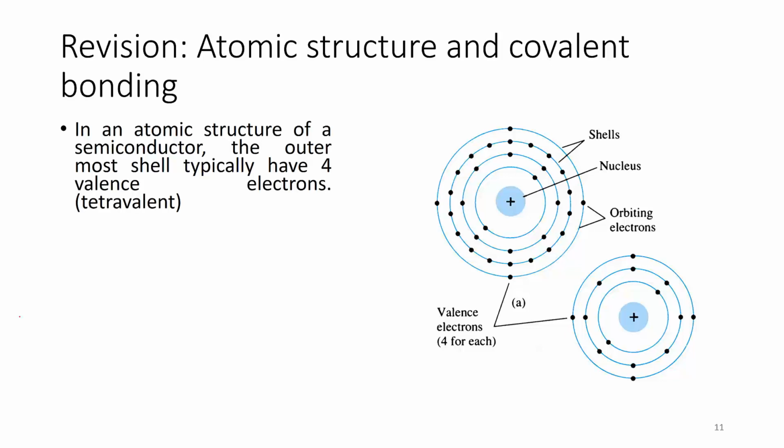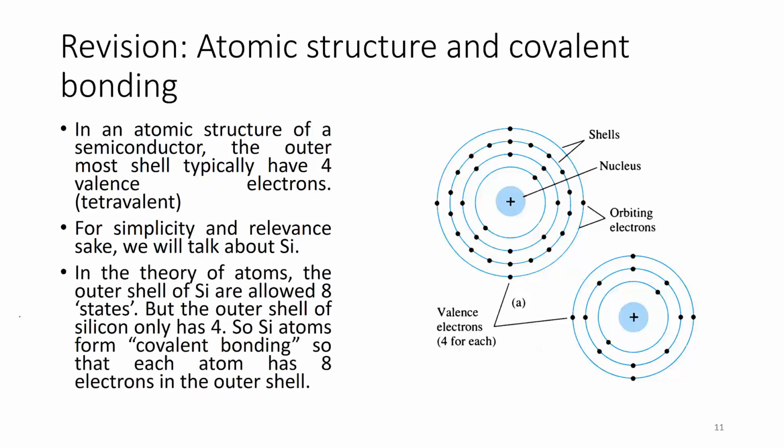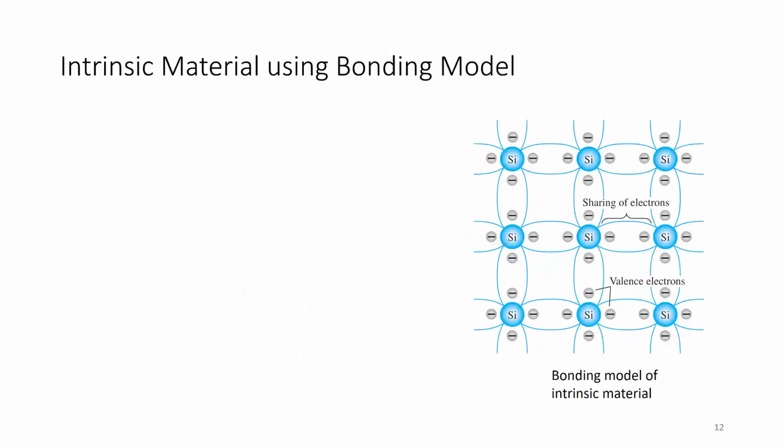In an atomic structure of a semiconductor, the outermost shell typically has 4 valence electrons because they're group 4. So for simplicity and relevance's sake, we'll talk about silicon. In the theory of atoms, the outer shell of silicon is allowed 8 states, but the outer shell of silicon only has 4. So silicon atoms form covalent bonding so that each atom has 8 electrons in the outer shell. This is just a single atom. Now if I click the slide, I have a single silicon atom sharing. The silicon atom has 4 electrons and it shares with 4 other electrons, making it 8 electrons.